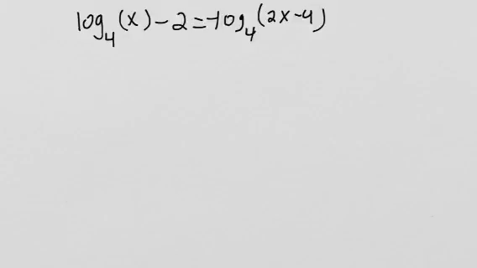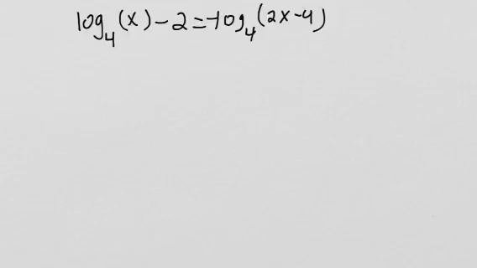Okay, so a lot of people look at this one and they say, I want to cancel these logs because they're equal. They're the same base, right? And they're equal to each other, so we can cancel them. But we can't do that because this -2 is not included in the log. It's not included in the parentheses. Over here, the -4 is because it's included in the parentheses, but here it's not. It's not part of the log, so there we can't simplify it by just canceling the logs.